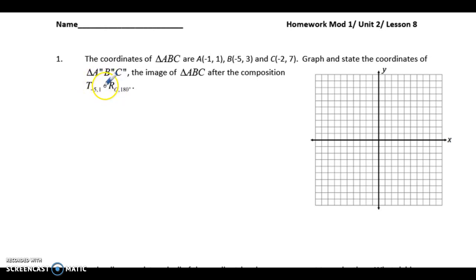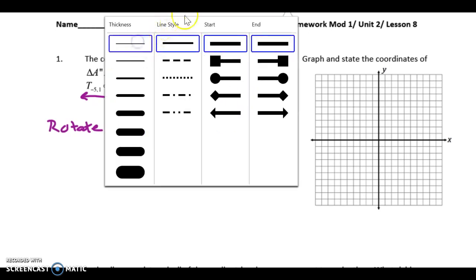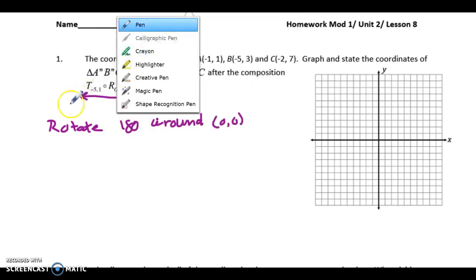This little circle here just means composition, and we're going to do it in the opposite order. Whenever you do a composition, you always work from right to left. So we're going to do the rotation first. Rotate 180 degrees around the point (0, 0). I'm not actually doing this for you, I'm just going to tell you what you need to do.